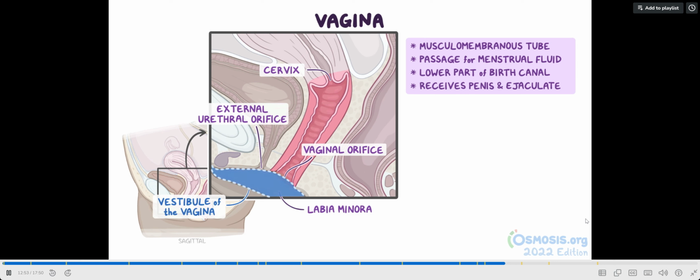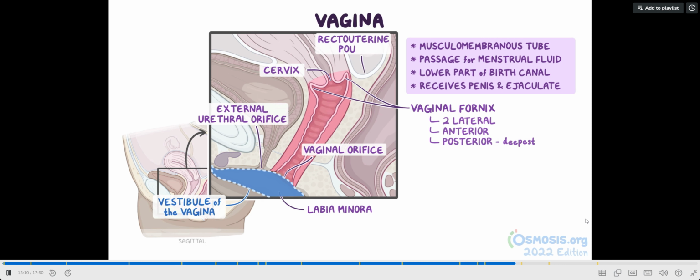Now, the upper part of the vagina forms a recess around the cervix called the vaginal fornix. The fornix has 4 parts, 2 lateral parts and an anterior and posterior part. The posterior vaginal fornix is the deepest part and lies directly anterior to the recto-uterine pouch. The vagina lies posterior to the urinary bladder and urethra and anterior to the rectum.